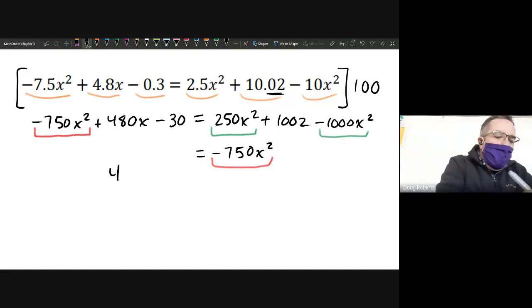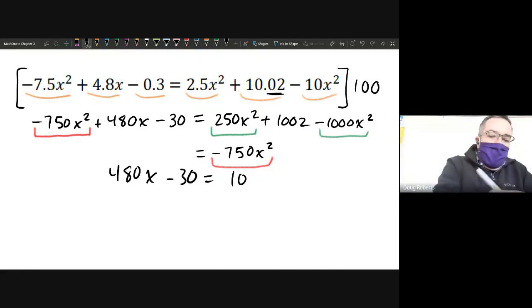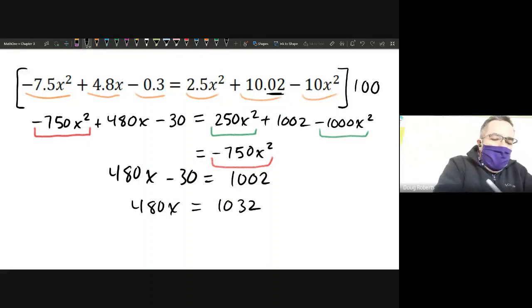And my equation collapses to 480x minus 30 equals, it's just going to be, yeah. If I undo this subtraction of 30 by adding 30 to both sides, we get 1032. And then therefore x is 1032 divided by 480.